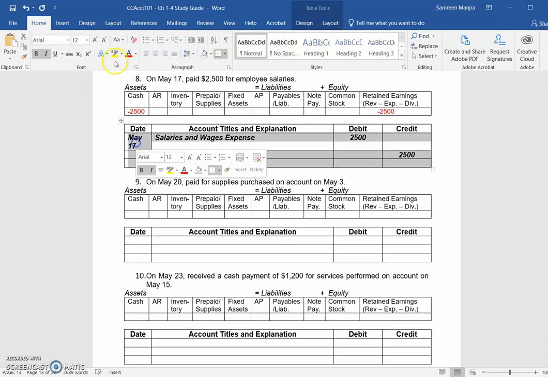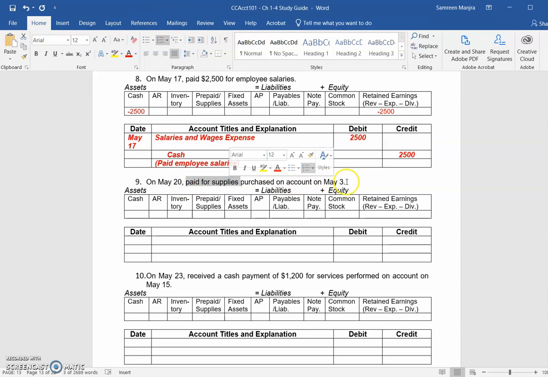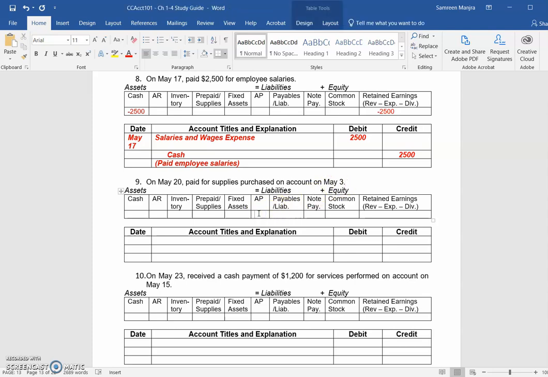Then we have May 20th. The company paid for the supplies purchased on account on May 3rd. It's very important to do your journal entries in order because sometimes your later journal entries are going to be related to transactions that happened earlier in the period. We already purchased the supplies, so there's going to be no changes to the supplies account. All we're doing is paying off that accounts payable balance we had.